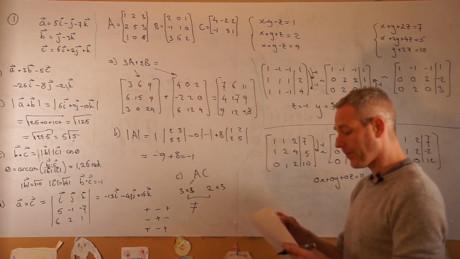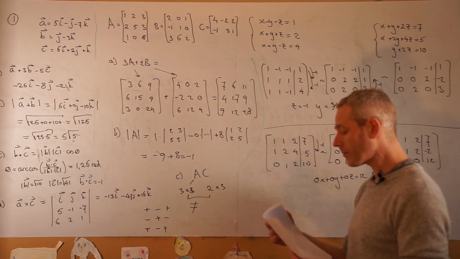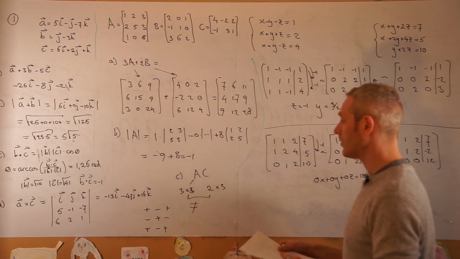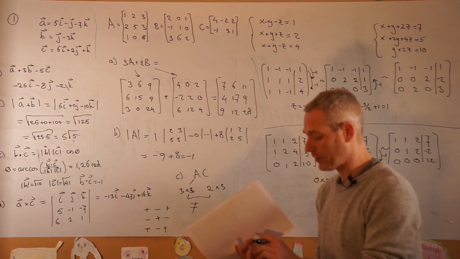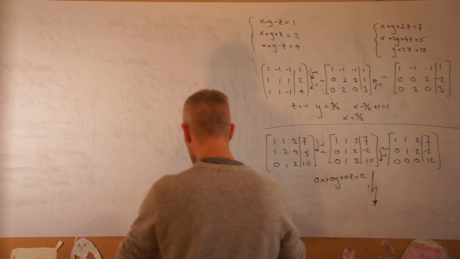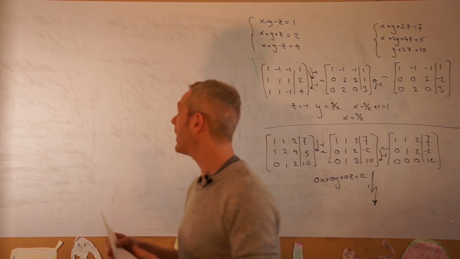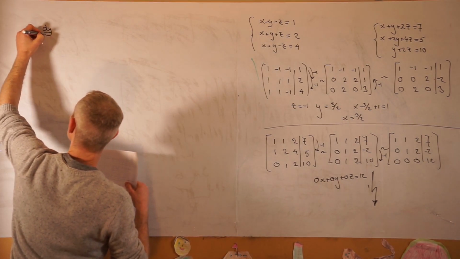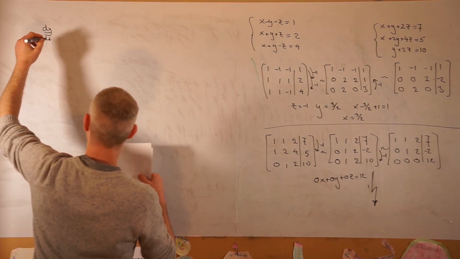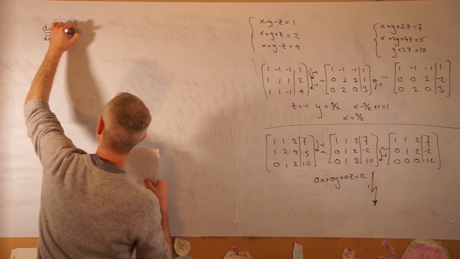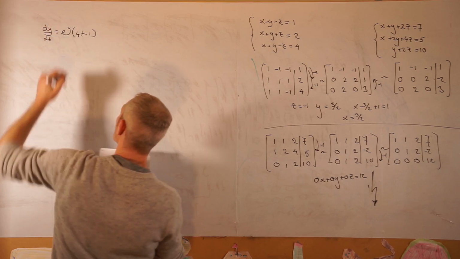All right. Then we have our question on differential equations, and I'll have to start removing things from the whiteboard for this. So question number 4, we have the following differential equation: dy/dt is equal to e to the power of y times (4t minus 1).